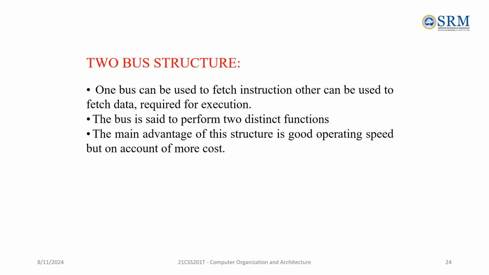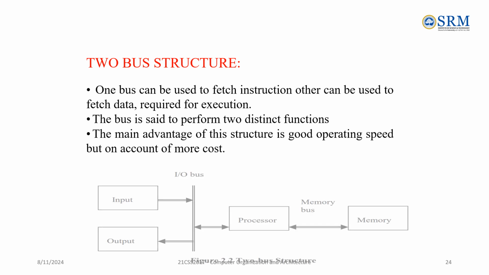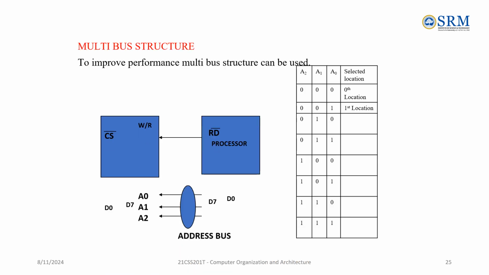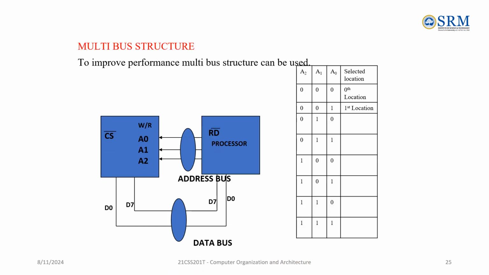Another way of doing it is the two bus structure. One bus can fetch instructions, and the other bus can be used to fetch data required for execution. The buses are said to be performing two distinct functions. The main advantage of this structure is good operating speed, but at more cost. This is a diagram of the two bus structure. Next, we have the multi-bus structure.